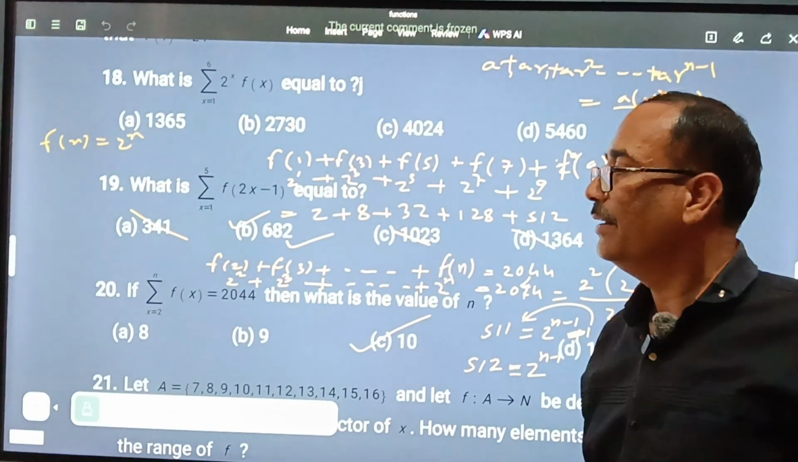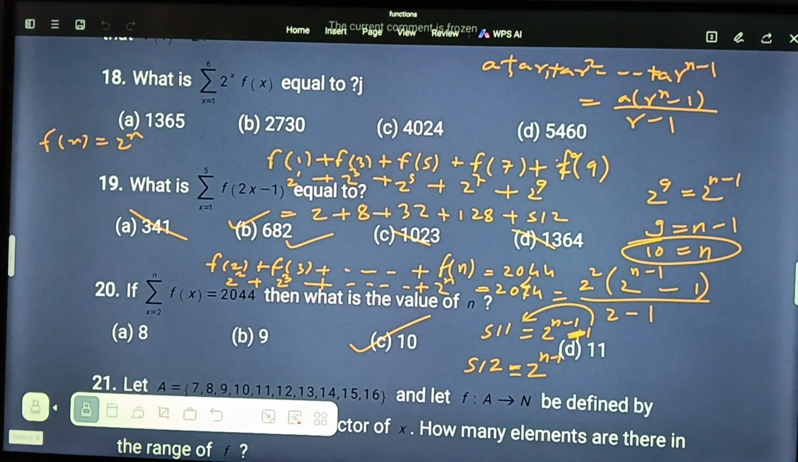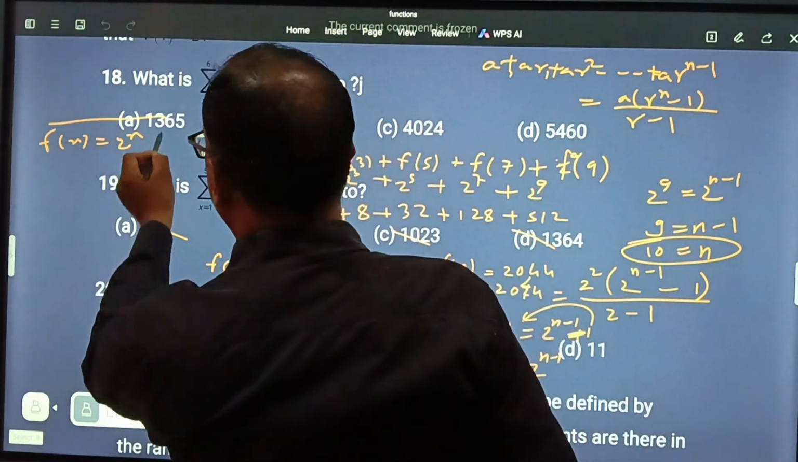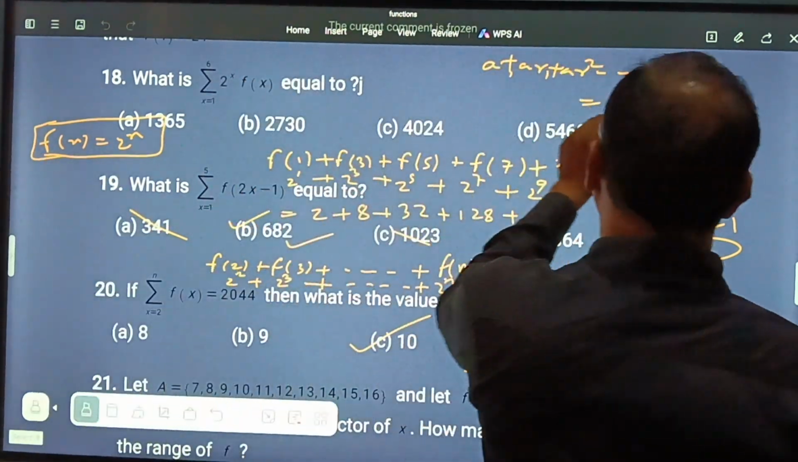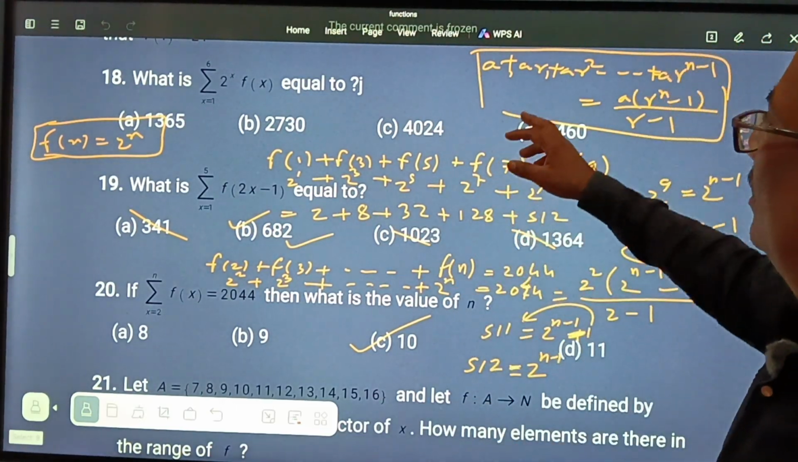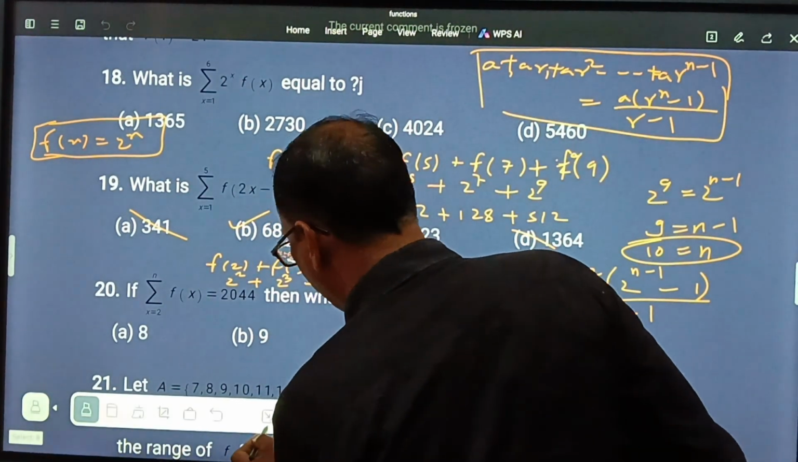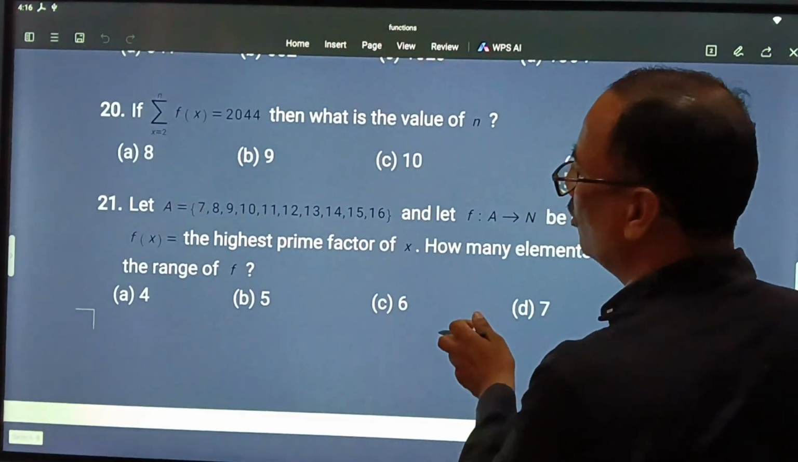Option C. Take the answer. This is our correct answer. So this is a very easy question. 3 questions related to the function. Be confident, you can easily solve this question, because when we find f of x, no problem is left. One more formula is important for us, which is the sum of GP, geometric progression. So use this formula, definitely we can solve all the 3 questions.